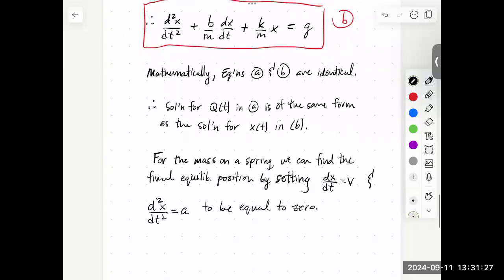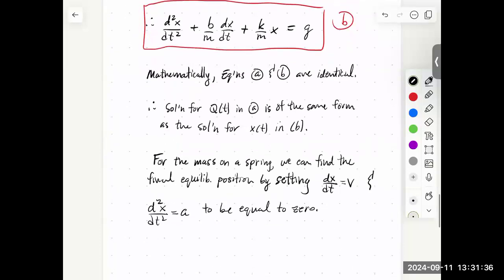Okay, so let's do that. Let's just rewrite equation B where we put zeros in for this thing. So that would say that K over M times X equilibrium, so this is the equilibrium position a long time after the mass was released, is just equal to G. And that's all it is. And so therefore, X equilibrium is equal to mg divided by K.